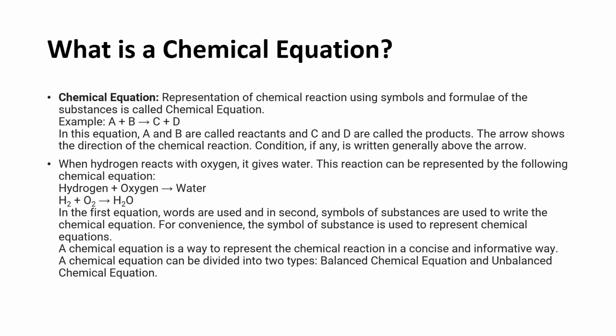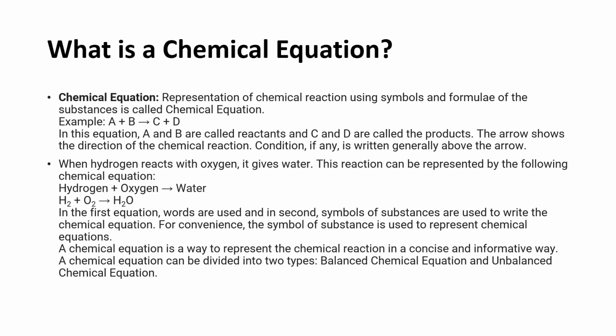When hydrogen reacts with oxygen, it gives water. This reaction can be represented by the following chemical equation. Hydrogen plus oxygen gives water. H2 plus O2 gives H2O. In the first equation, words are used, and in the second, symbols of substances are used to write the chemical equation. For convenience, the symbol of the substance is used to represent chemical equations.